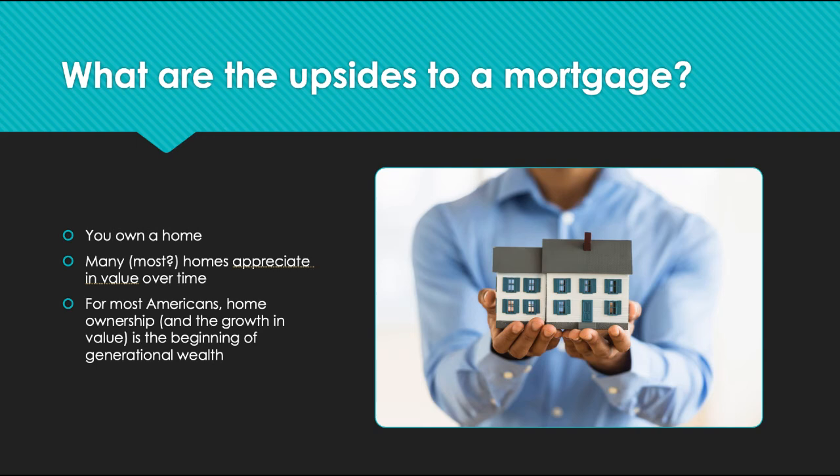And quite frankly, let's just be perfectly honest. For most Americans, home ownership and the commensurate growth or appreciation of value, that's how households, how families start the beginning of building generational wealth. It really has historically been a key to the average working class family to start building generational wealth that will continue to build to the next generation. This is one of the upsides to home ownership, and one of the only ways to own a home is through a mortgage loan.